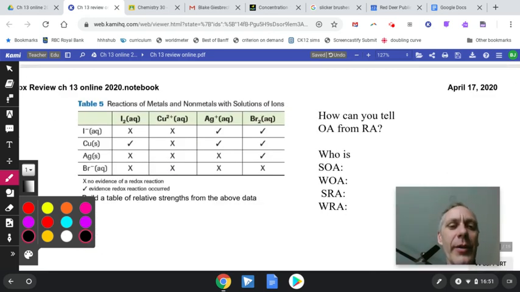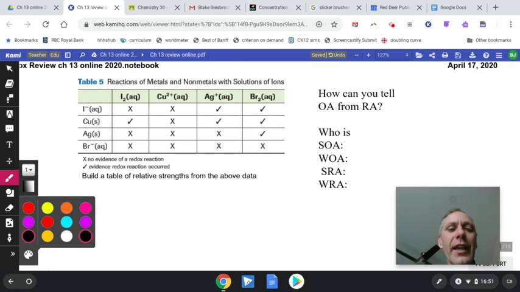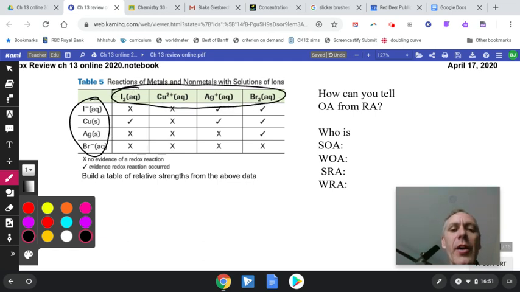Okay, build a table of relative strengths. Now remember, the trick to these is identify which group is oxidizing agents. Is it the column down the side or the row across the top? Whoever's more positive is going to be your oxidizing agents, and it's the top. So this is how we will look down to determine strongest oxidizing agents.